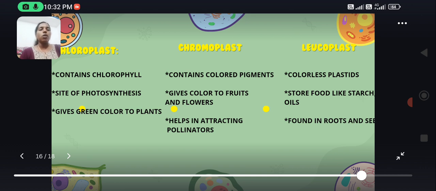Last one is leucoplast. Leucoplasts are colorless plastids. They store food like starch and oil. Found in roots and seeds. They are mainly colorless. Their main function is storage. So this is about plastids. There are mainly three kinds: chloroplast, chromoplast and leucoplast.